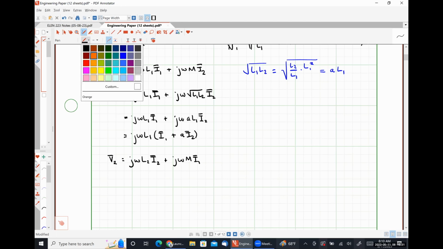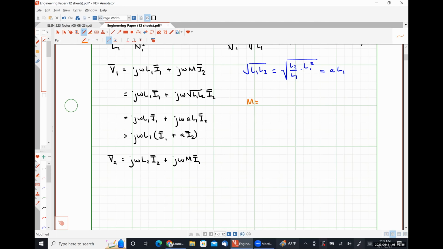So once again, I'm going to play around a little bit with things here. If M is equal to the square root of L1 times the square root of L2, and A is equal to the square root of L2 divided by L1, then A times M is the square root of L1 times L2 times L2 over L1. These cancel each other out, so I have the square root of L2 squared, or just L2. So effectively, anytime I have L2, I could replace it with A times M.